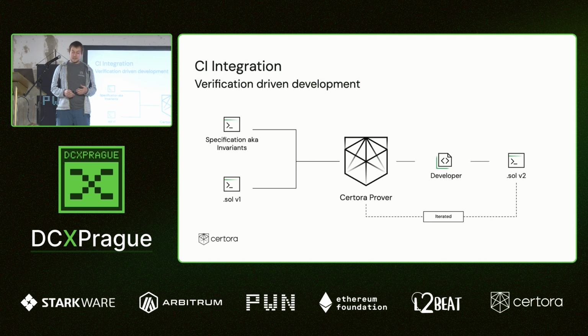And the nice thing is that once you write the specification and you make changes to your code, you can run the prover again against the specification. So you write the specification, you integrate it into your CI tests, and whenever you make some changes, you check again if the specification still holds or not. So that's the ideal use of Certora Prover.